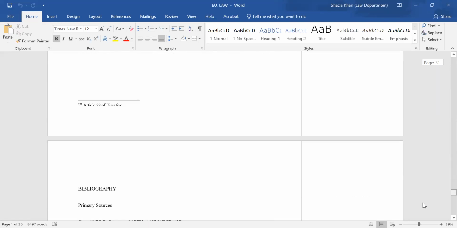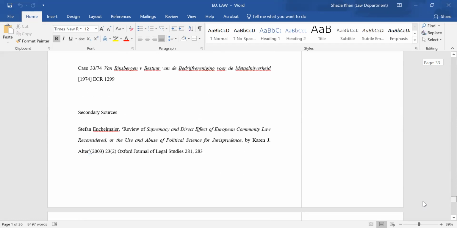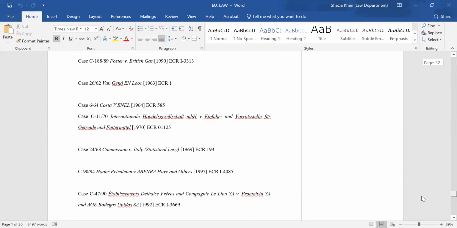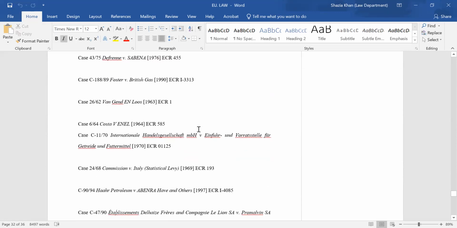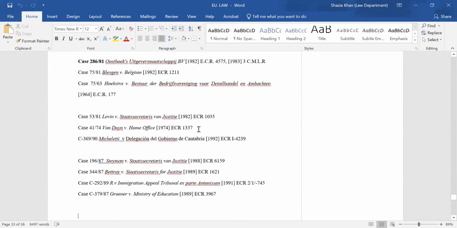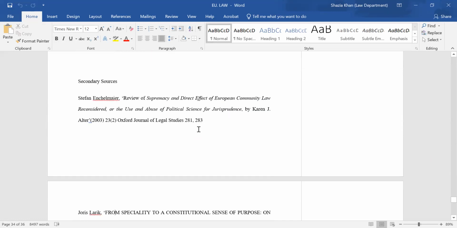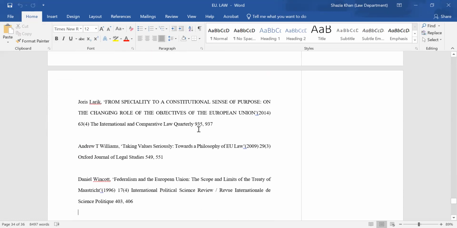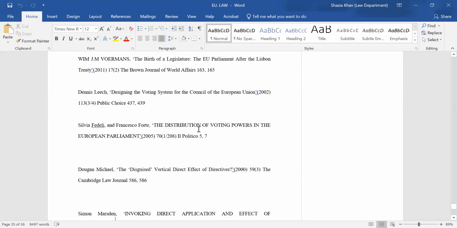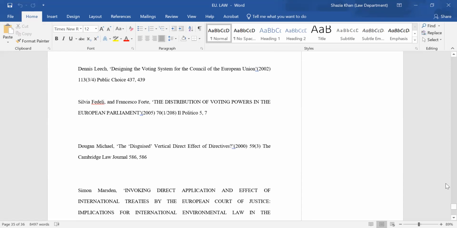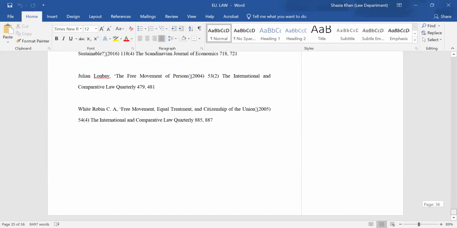Can you see this is his reference list? It starts from here. Right. Bibliography. So he's looked at cases, internet sources, case law, secondary sources, books. This is how you fully reference. So the in-text reference is just the author and the year, and then this is the full reference list at the end.